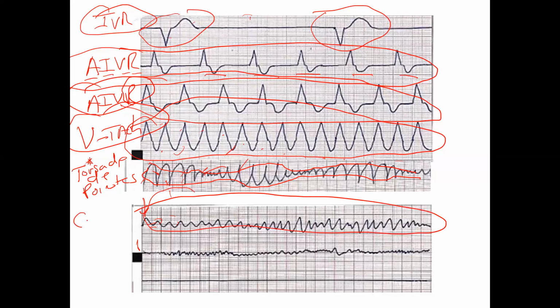Coarse ventricular fibrillation. So this one on the bottom would be ventricular fib. And the next one would be asystole, or cardiac arrest. Asystole.